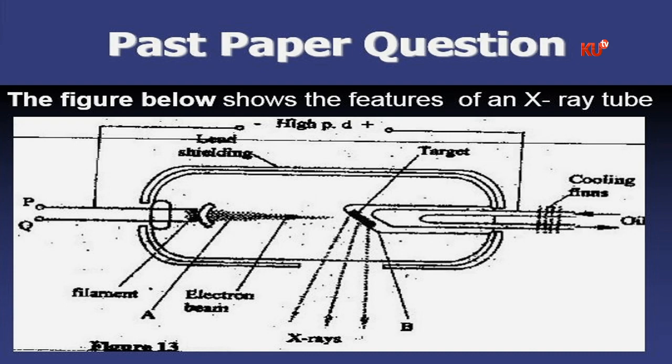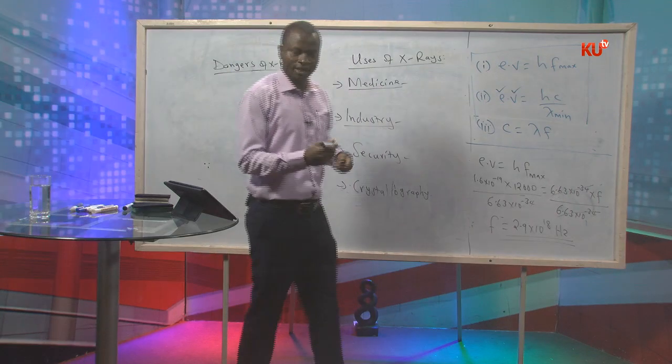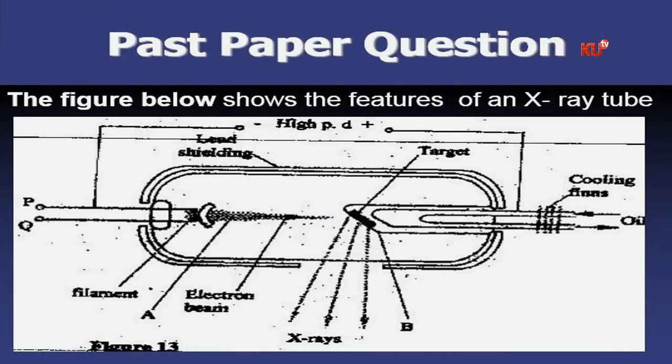name the parts labeled A and B. So we want to name those parts labeled A and B. So look at the figure again and try to guess what is A and what is B. Looking at that figure, any guess, what is A? So looking at it keenly, you realize A is what? A, those are cathode rays. So your answer should be cathode rays.